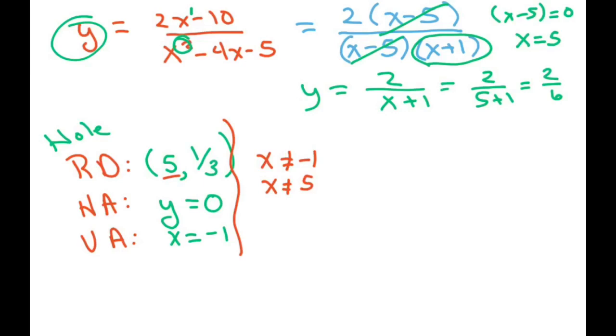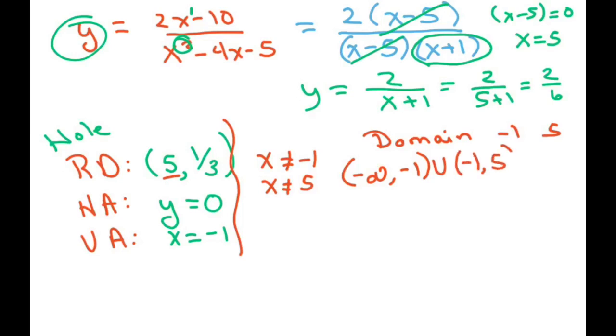So the way we're going to write our domain, I'm going to put these in order. I'm going to write -1 and then 5. So we're going to go from -infinity to -1, or -1, comma 5, or 5 to infinity. So that's your domain, if you write it in interval notation.